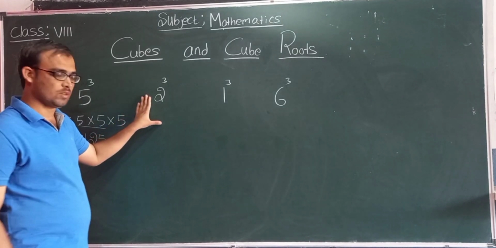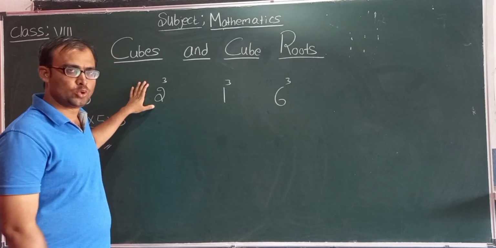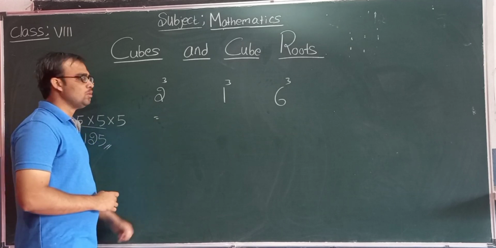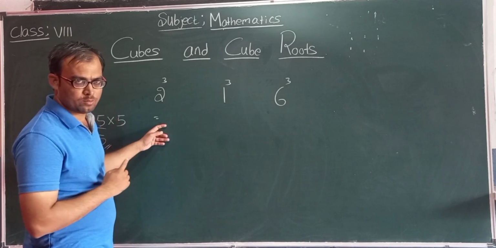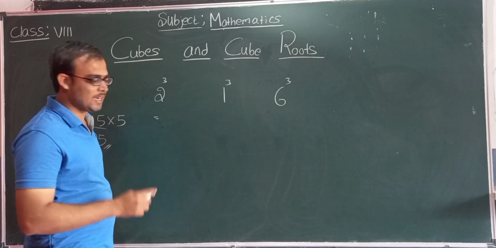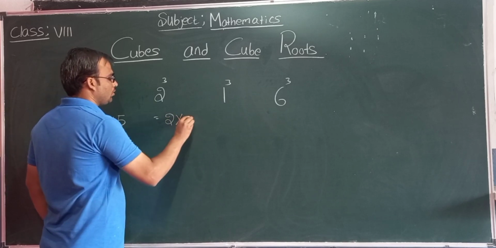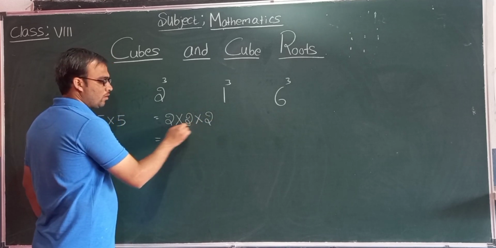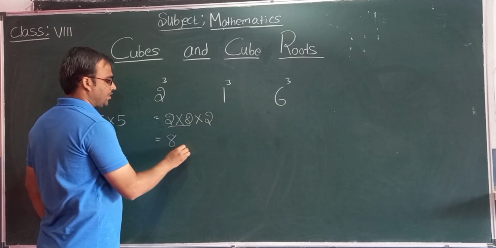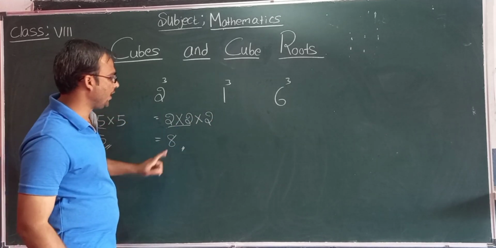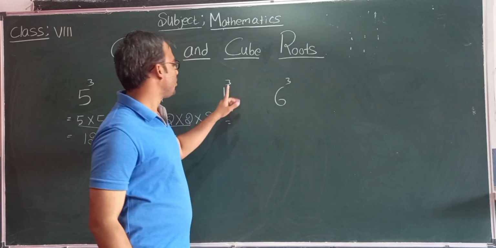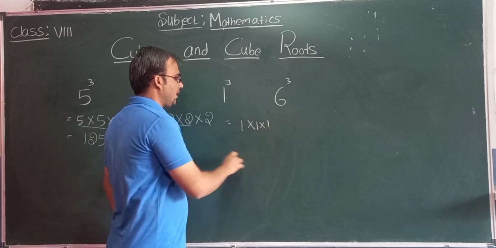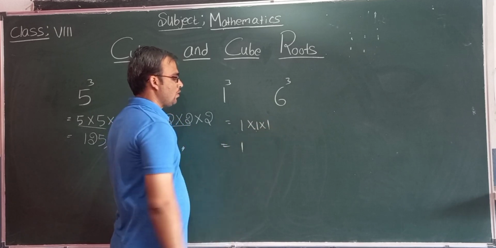Now let us check this one, 2 cube. If you want to find the value of 2 cube, you have to multiply 2 three times: 2 into 2 into 2. 2 twos are 4, 4 twos are 8. The value of 2 cube is 8. And here 1 cube. How to find the value of 1 cube? Same, multiply 1 three times. 1 one is 1, 1 one is 1.